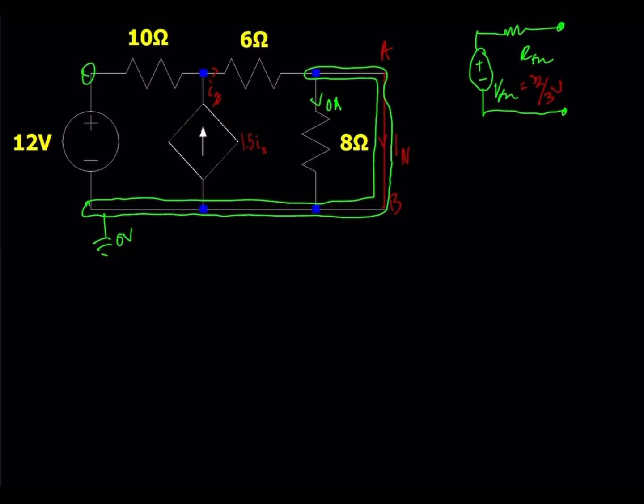This is a node, and this 12 volt source will make sure that that's 12 volts. So we don't have to label that as a variable. And then this central node here we can label as V1. It's unknown. And we can write our KCL equations for this.